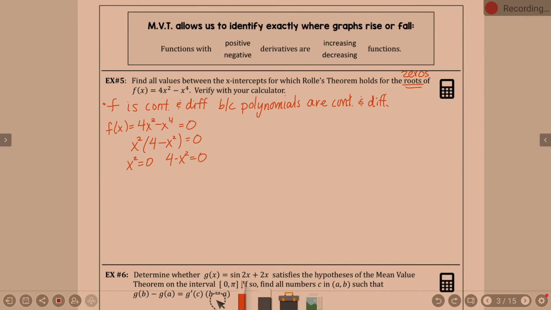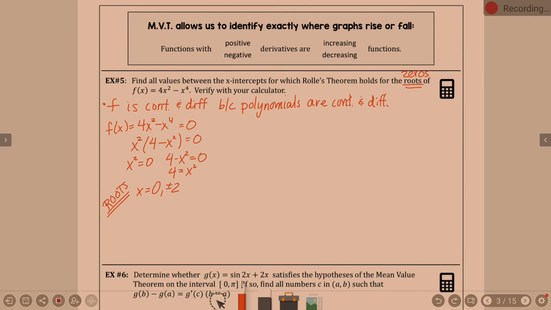What are my zeros going to be? X squared equals 0 gives me 0. And 4 minus x squared becomes 4 equals x squared, and then the square root of 4 is plus or minus 2. So those are my zeros, or my roots.